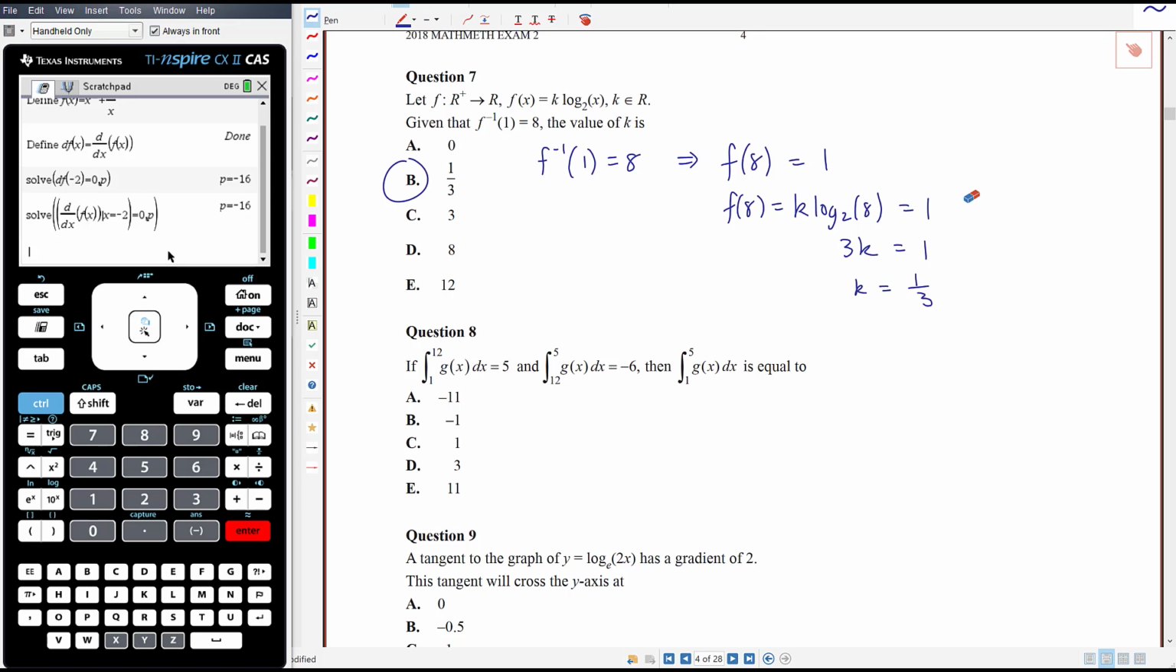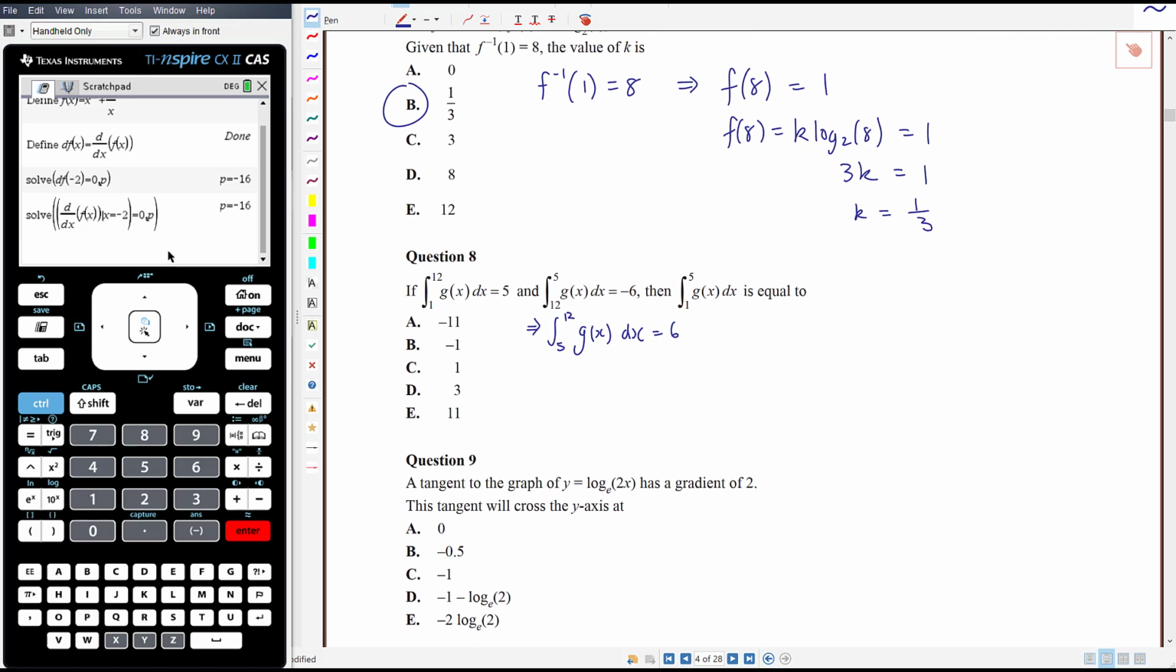Okay, if the integral from 1 to 12 of g(x) is equal to 5, and the integral from 12 to 5 of g(x) is equal to -6, then the integral from 1 to 5 of g(x) is equal to what? Okay, so the first thing I'm seeing here is that this would mean that the integral from 5 to 12 of g(x) is +6.